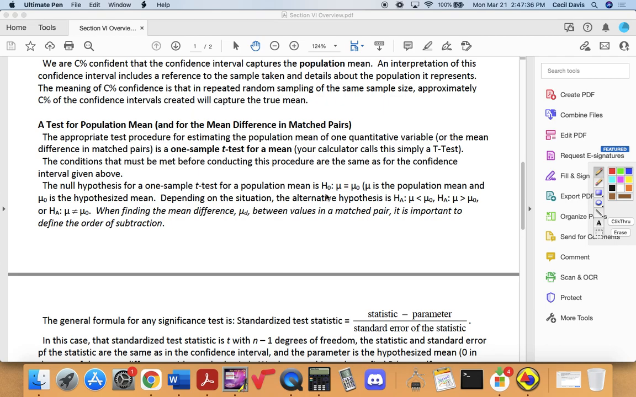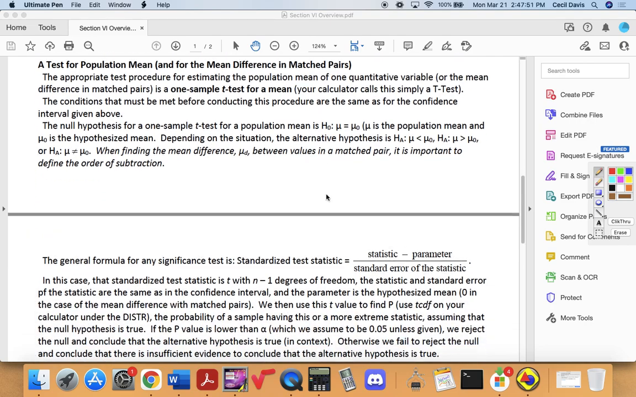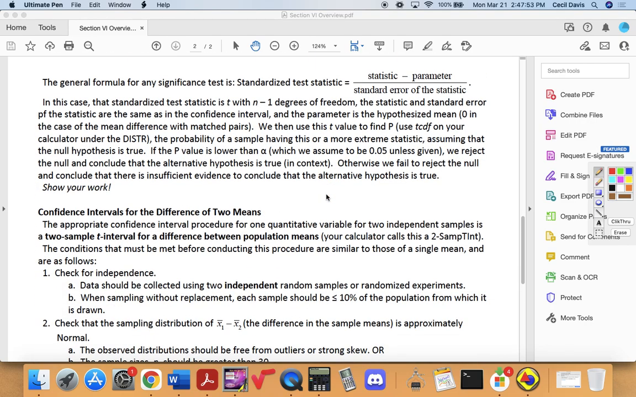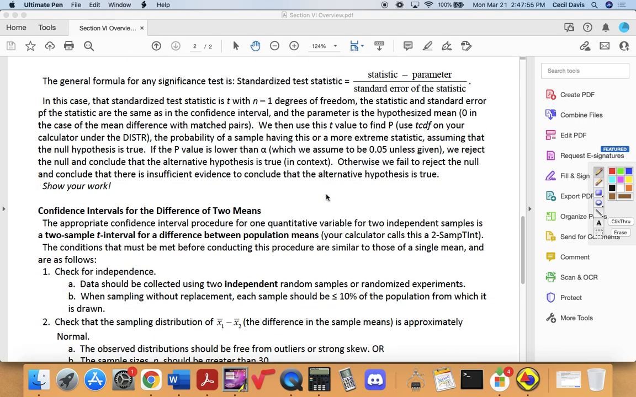A reminder that when you're doing the mean difference of matched pairs, mu sub d, it's important to define the order of subtraction. You've got to say which order you subtracted them in, because either is fine, but you just have to state that. Then here's the general formula for a significance test. Again, that's on your blue sheet. That's not something you have to memorize.